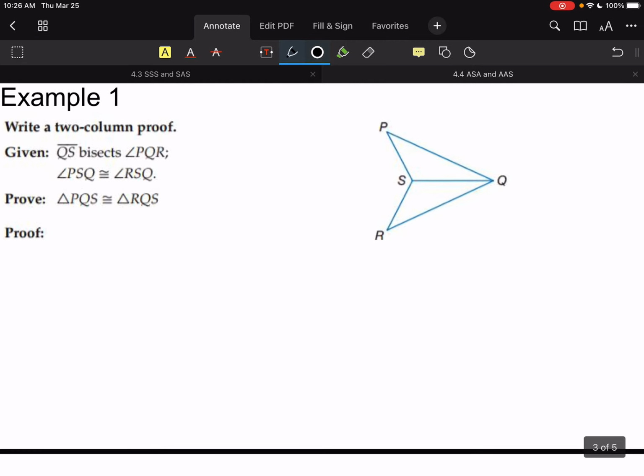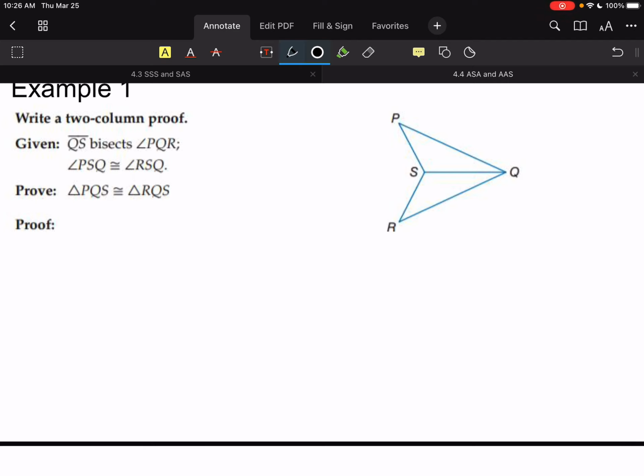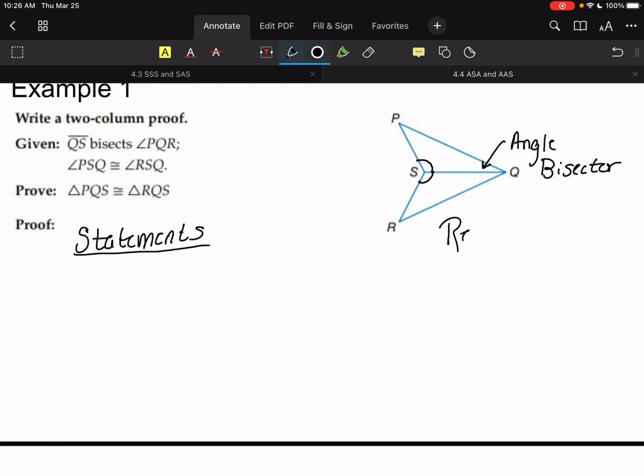So first one, we're going to write a 2-column proof based off of this picture. We know that QS bisects angle PQR, so this is a bisector. We know that PSQ is congruent to RSQ, so those two angles are congruent. We're trying to prove those two triangles are congruent to each other. So let's start off with some statements and reasons.